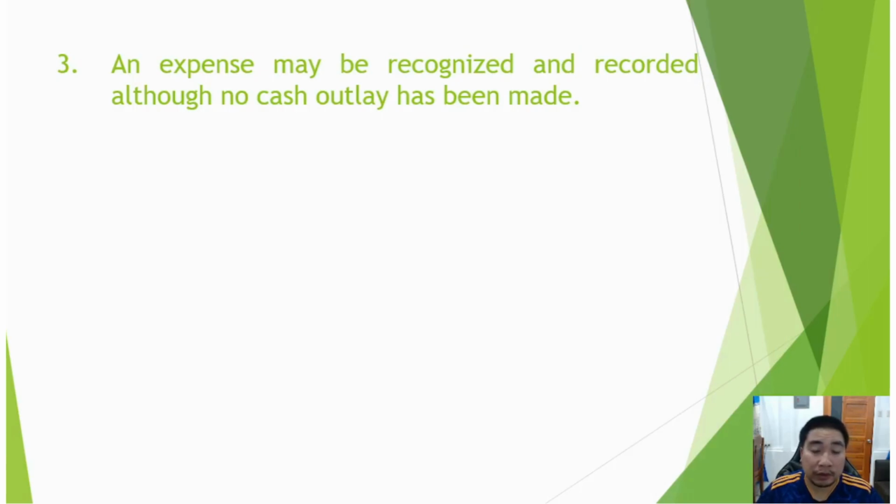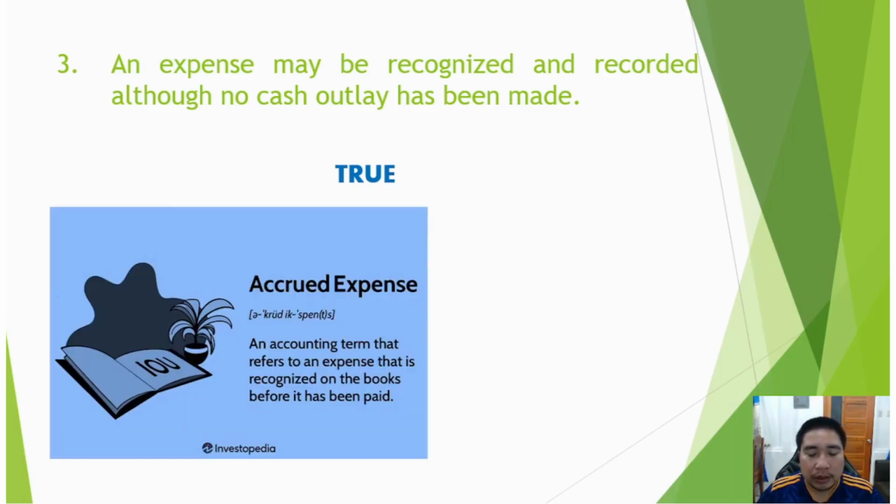Number three, an expense may be recognized and recorded although no cash outlay has been made. The answer is true. And the reason why this is true is because of the principle of accrual, where we are allowed to recognize income when they are earned and not necessarily when cash or money is received. And at the same time, we are also allowed to recognize an expense when they are incurred and not necessarily when money was disbursed. And speaking of the expense component of the principle of accrual, you can actually recognize an expense even if you have not paid the cash yet.